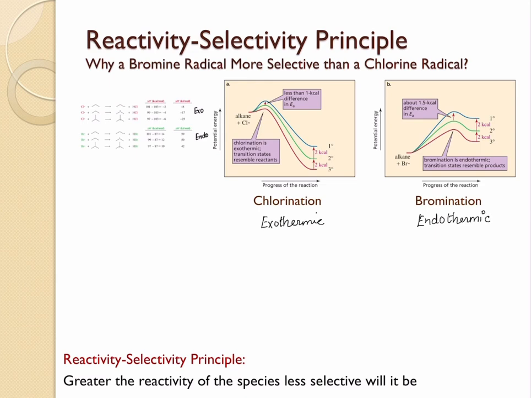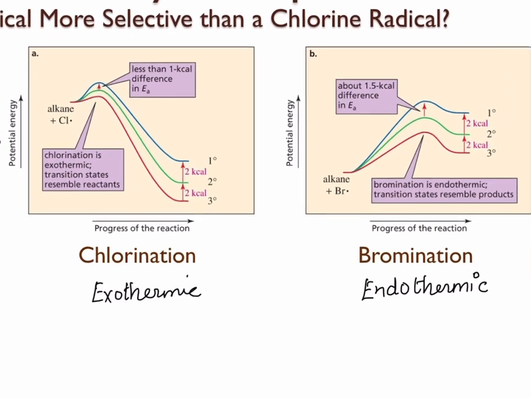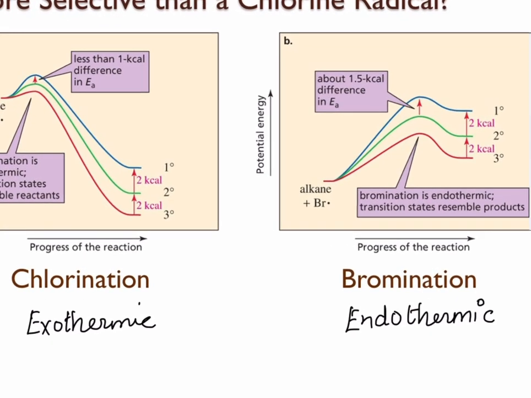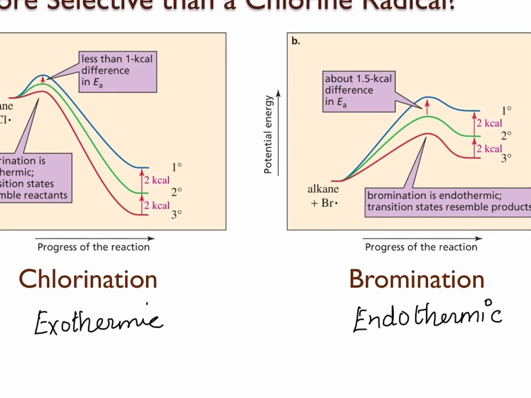Now we also need to remember that bromination is a much slower reaction than chlorination. Why? Because if we look into the activation energy for the removal of hydrogen from an alkane molecule, we can see that for bromination, the activation energy is about 4.5 times greater than the one that we have for chlorination. So on the whole, bromination is a slower reaction, whereas chlorination is faster.